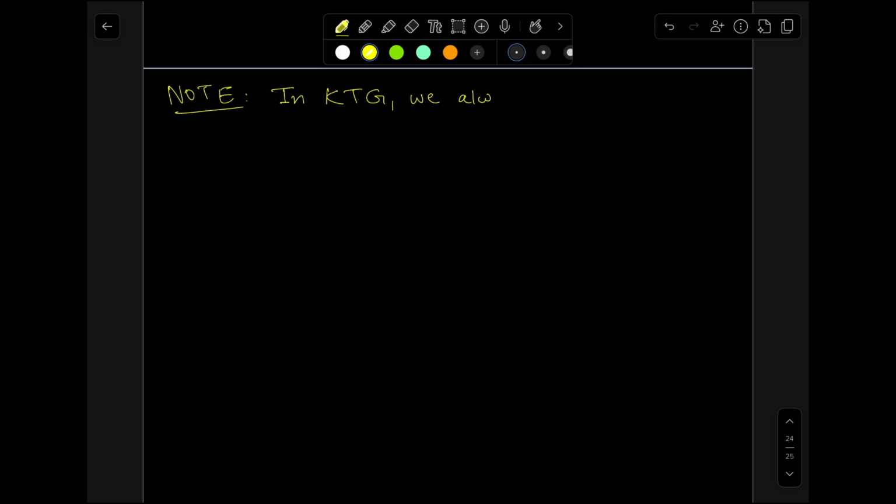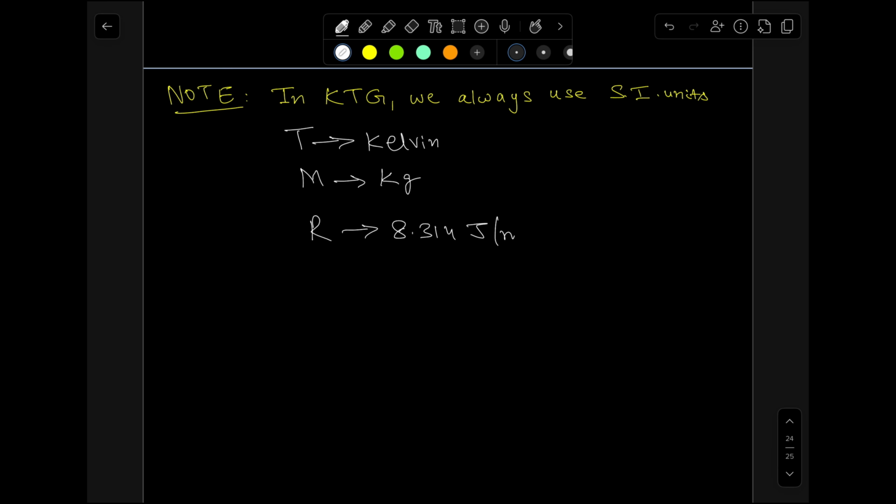So we'll talk about the SI unit of important terms. For temperature we use Kelvin as the SI unit. For mass, that is kilogram. For R, that is gas constant, it is 8.314 joule per mole Kelvin. This is the SI unit. For Boltzmann constant, it is 1.38 multiplied by 10 raised to power minus 22 joule, right?